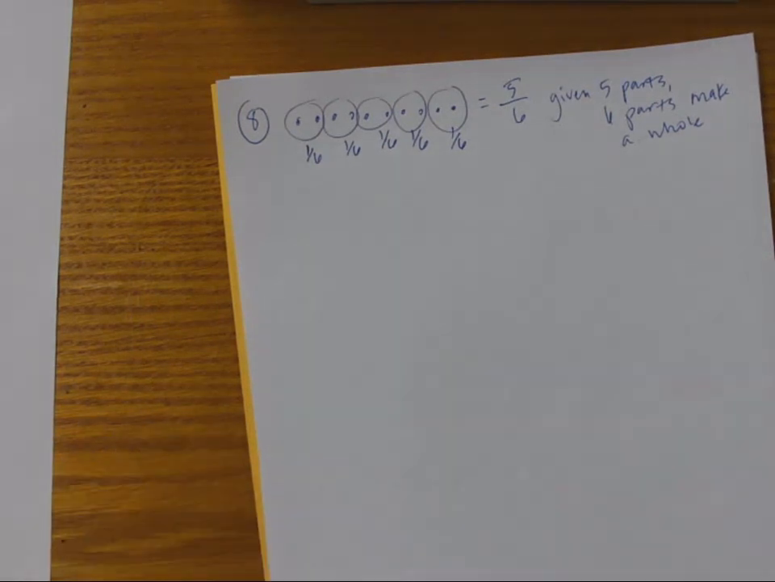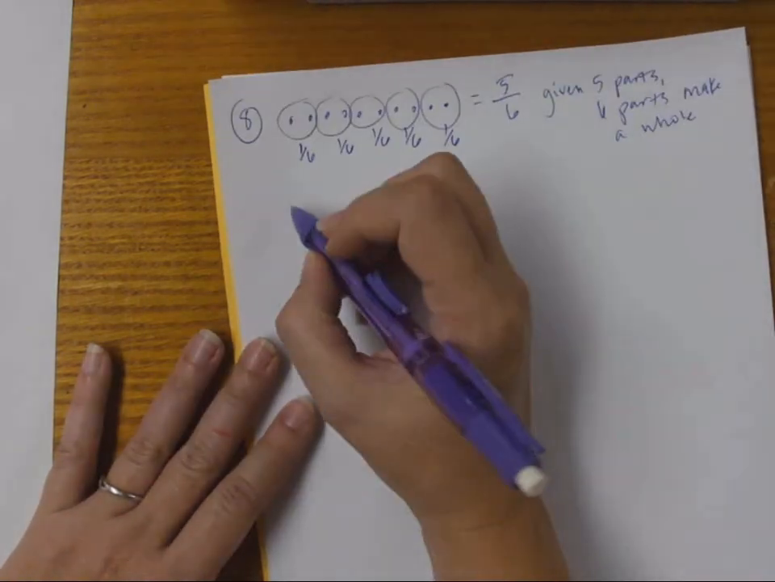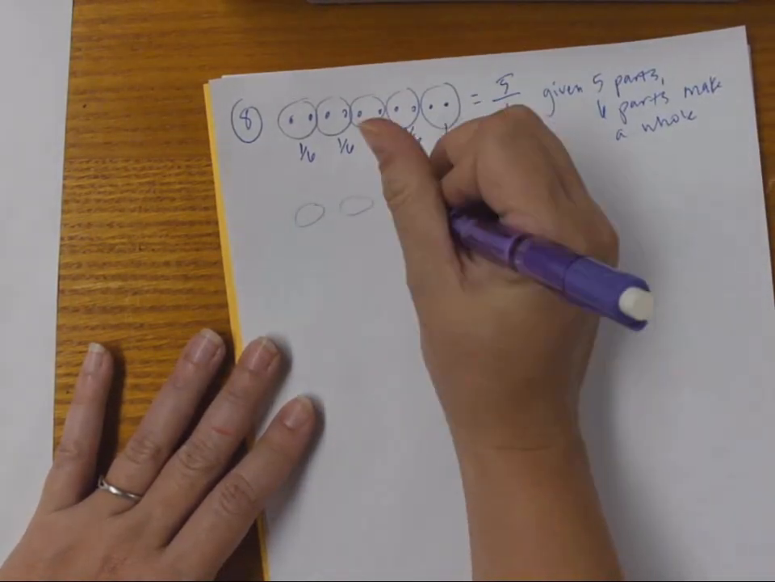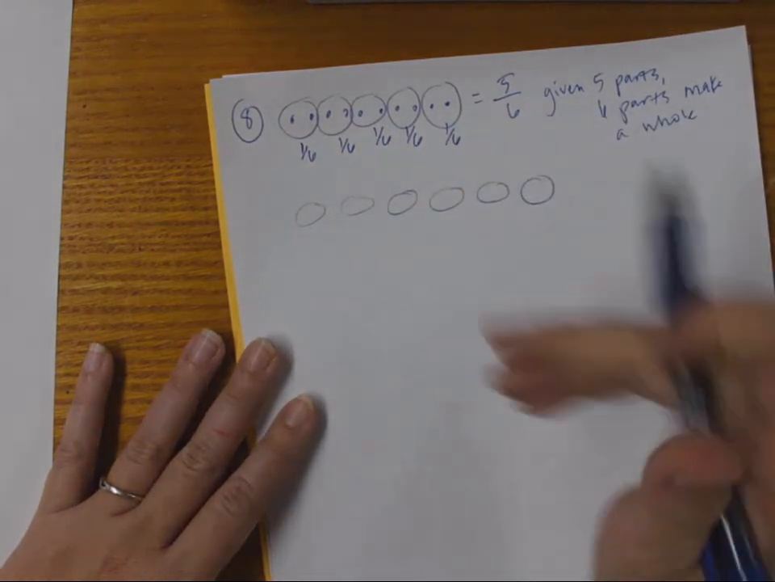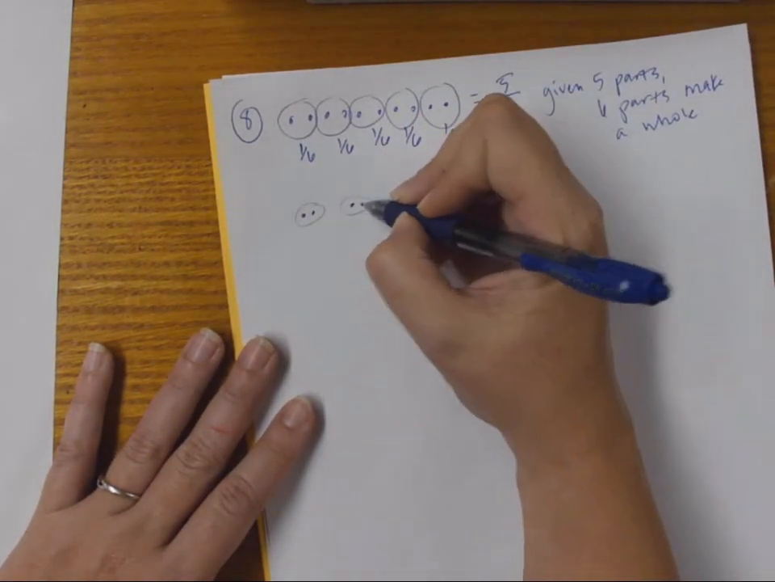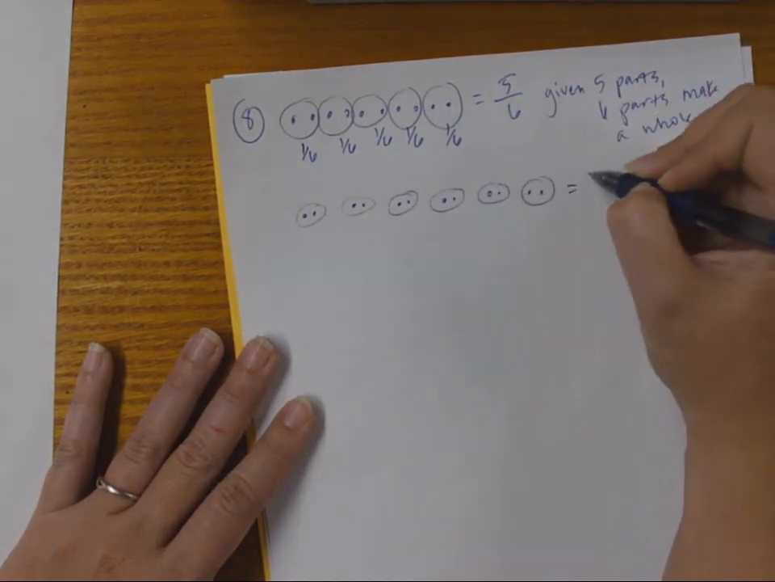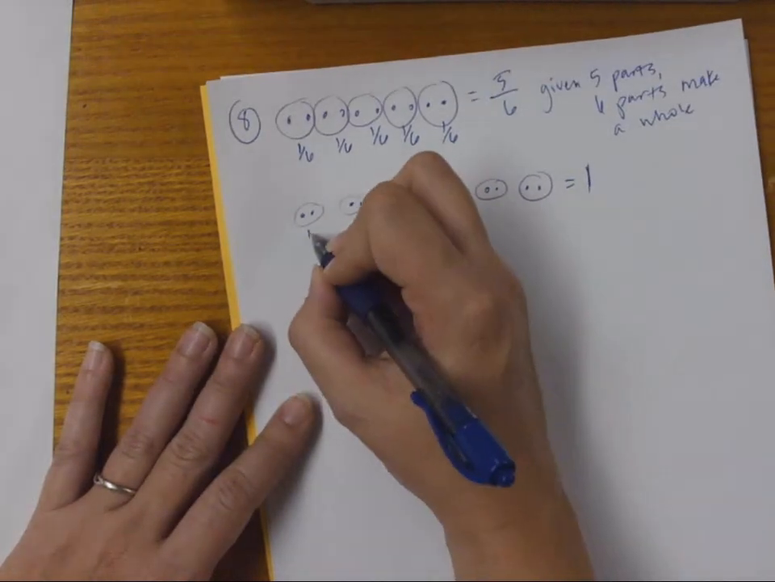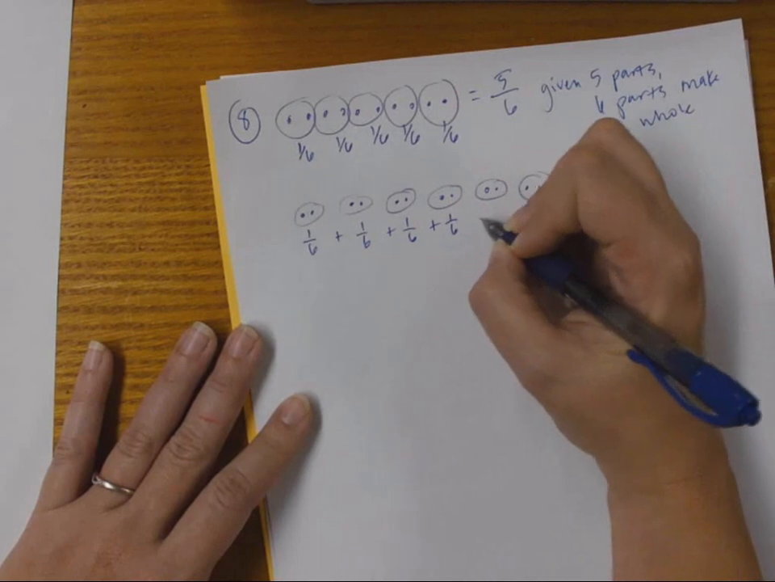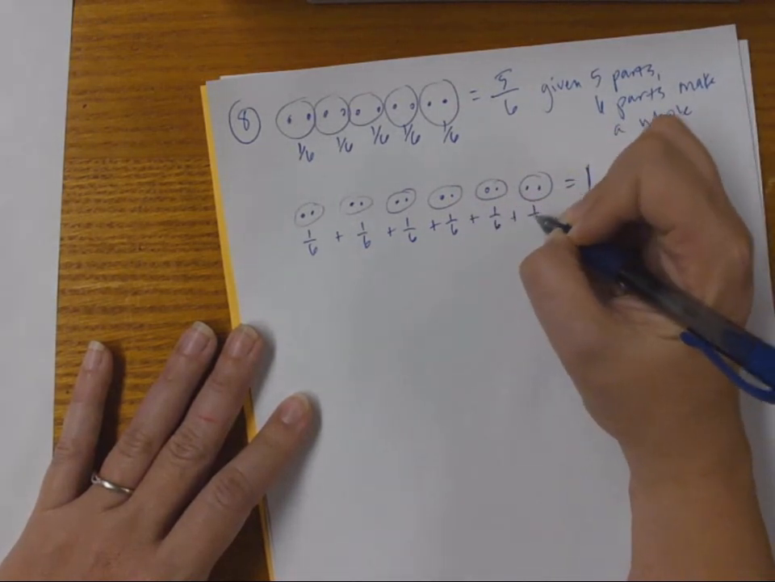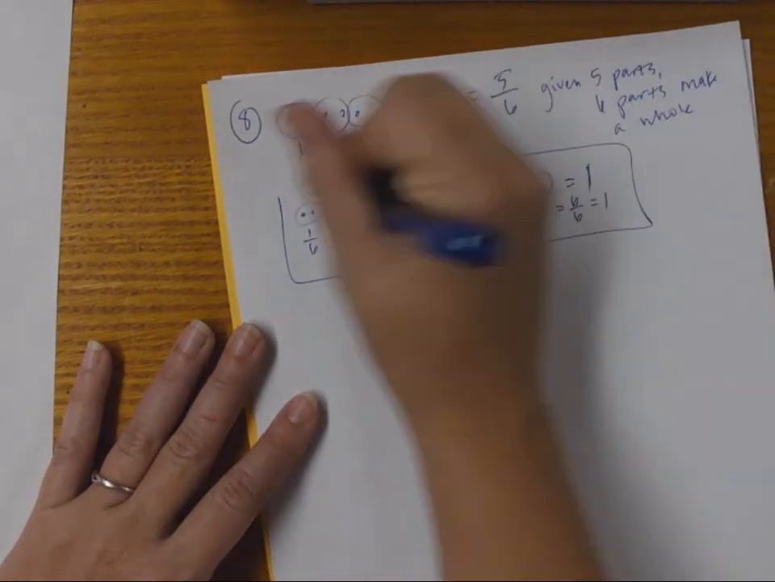The question asks for the unit, the whole. Well, I need 6 parts to make a whole. So the unit would be 6 parts, 1, 2, 3, 4, 5, 6. 2 dots are in each part. So that is my whole. And if you wanted to justify it with the fractions, 1/6 plus 1/6 plus 1/6 plus 1/6 plus 1/6 plus 1/6 is 6/6, which is 1 whole. So this is your answer.